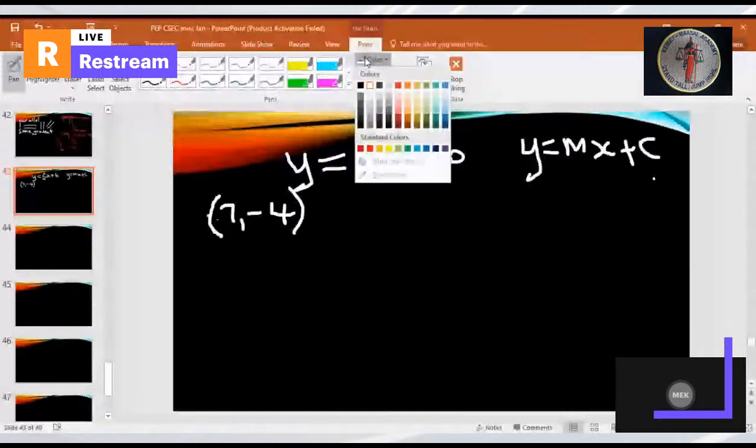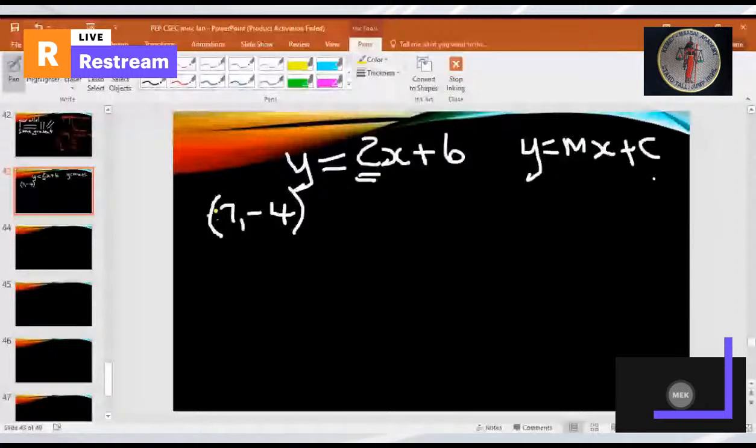So let's do that then. We know m is 2, we know x is 7, and we know y is 4. So y is equal to the gradient, which is m, that's 2, times x, 7, plus c.